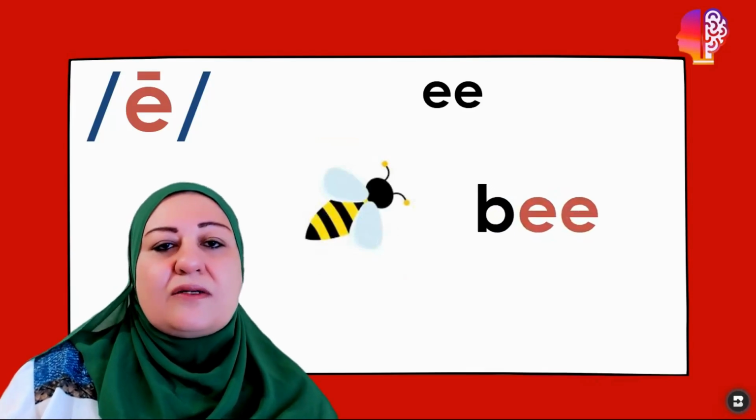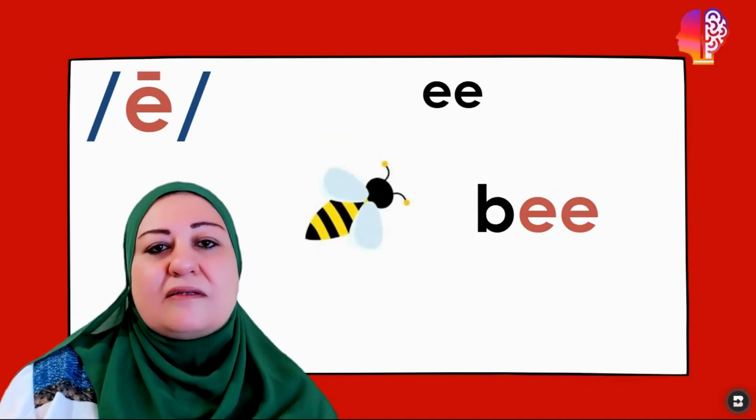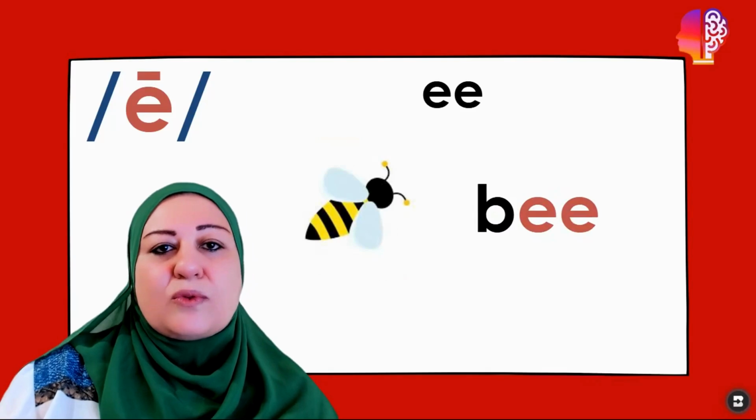The long E can also be represented by the vowel team double E, E-E. So as in the word be.